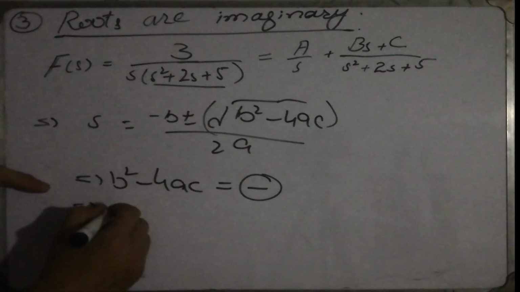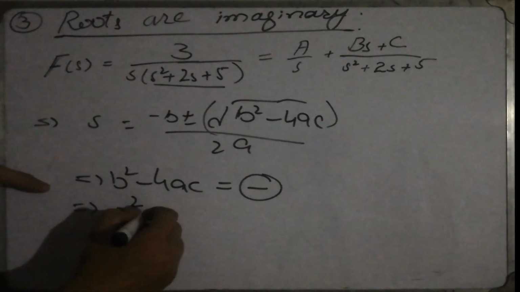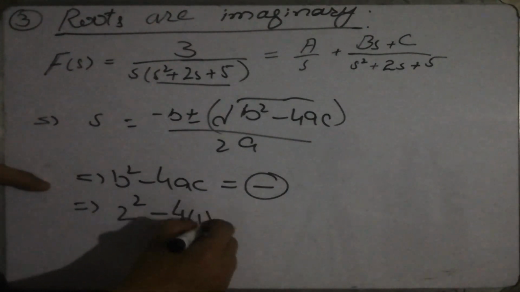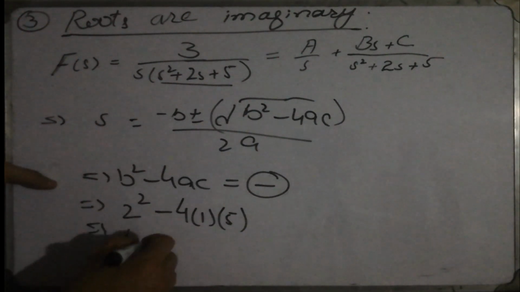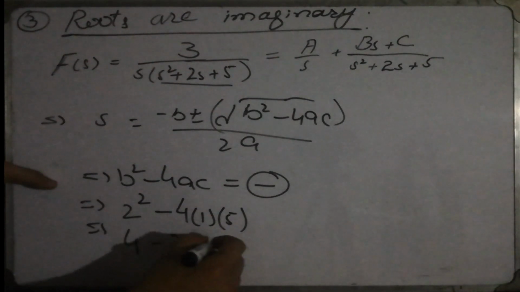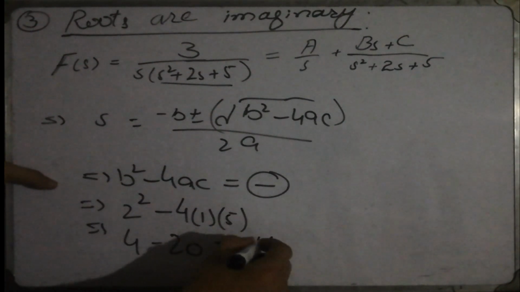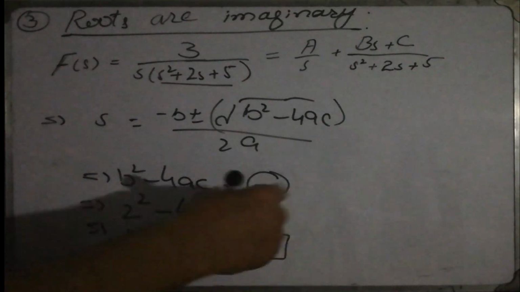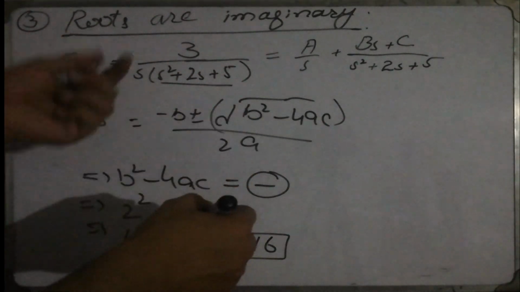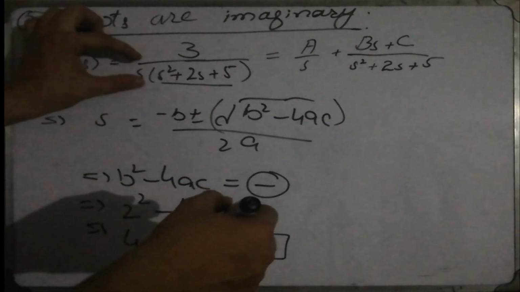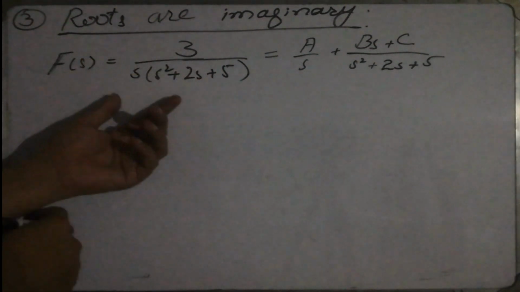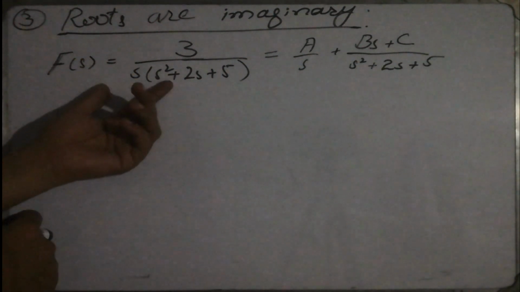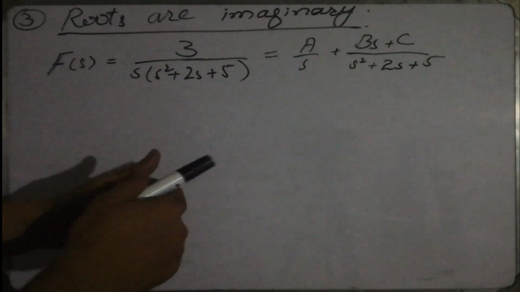So we will be having 2 square, it should be 4 minus 20, and it will give us negative 16. So it is negative under the root, so our roots would be imaginary in this case. Now let's try to find out the partial fractions for the function which is having imaginary roots.